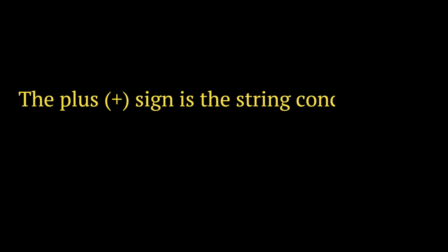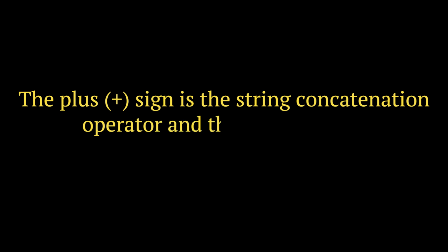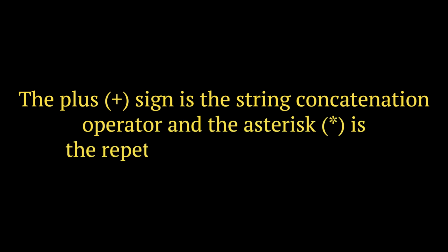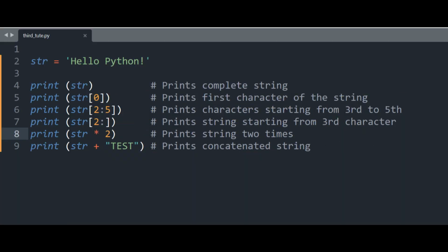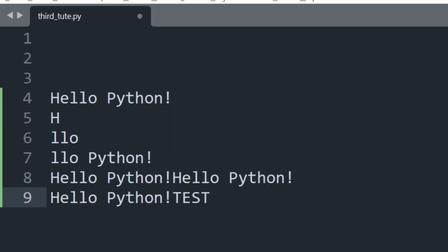The plus sign is the string concatenation operator, and the asterisk symbol is the repetition operator in Python. Here is some example of string data types. If you run the code, you will see the output like this.